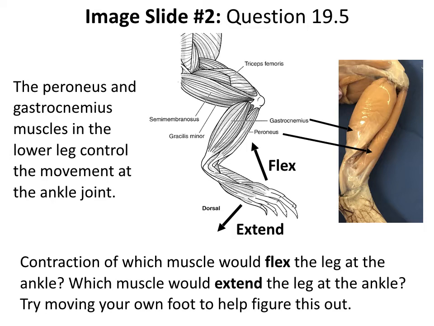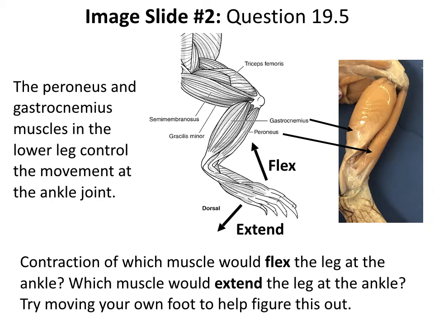The gastrocnemius is on the back of the tibiofibula, and the peroneus is on the front. You have questions here that ask which one flexes and which one extends. The gastrocnemius is the bigger, bulgy muscle on the back that connects from the back of the knee down to the back of the ankle, to the tarsals. The peroneus is the thinner muscle from the front of the knee to the front of the tarsals.